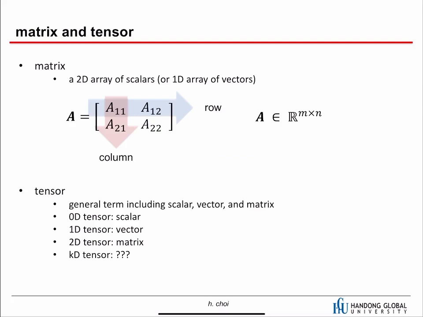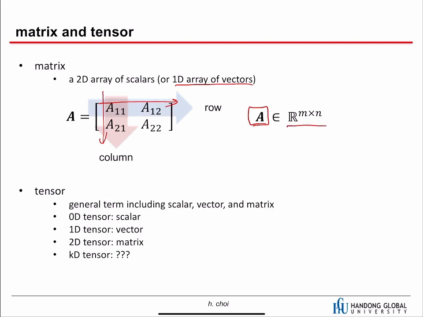We have talked enough about vectors. Now let's move on to matrices and tensors. A matrix is a two-dimensional array of scalars, or a one-dimensional array of vectors. This one is a column, and this one is a row. Basically, the matrix A is an element of this space.